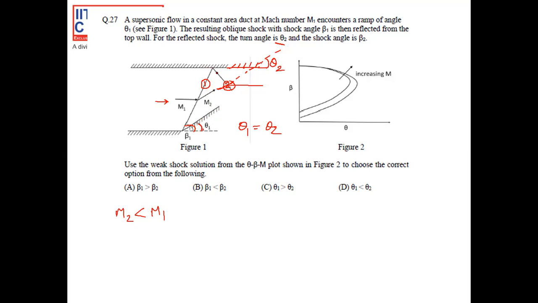And for the flow across this second oblique shock, so this is the second oblique shock, the wave angle is this one, which is beta 2, right? As we have got that theta 1 equals theta 2, we can conclude that this option and these options are not correct. Now we have to see the comparison between beta 1 and beta 2.